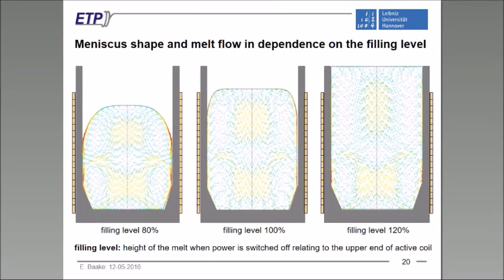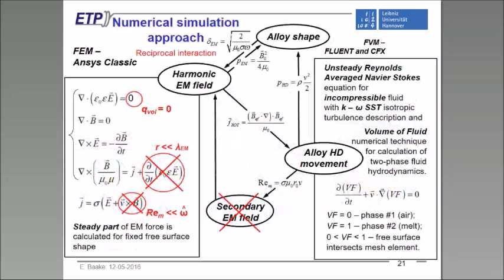The meniscus shape and of course the melt pattern also depend on the filling level. So if we need, for example, a pronounced meniscus as shown on the left hand side, we have to reduce the filling level because then we get a higher magnetic pressure. For example, if we want to do some alloying, if the furnace is completely filled or overfilled, then the meniscus shape, of course, is not so pronounced.